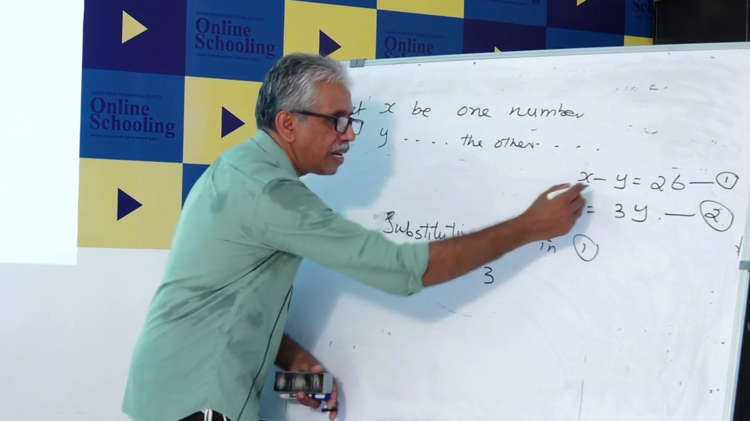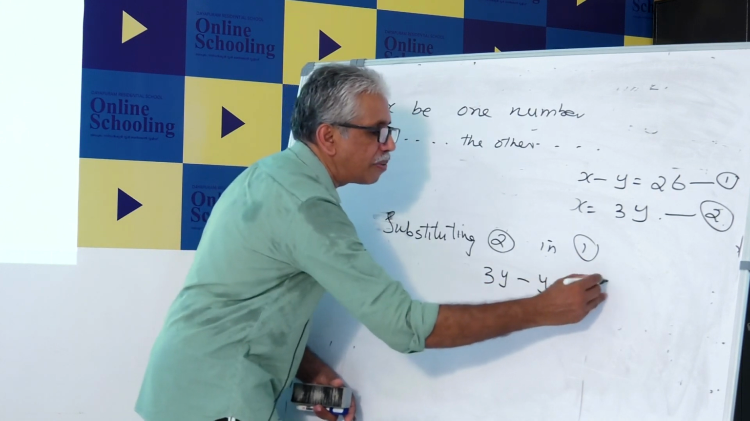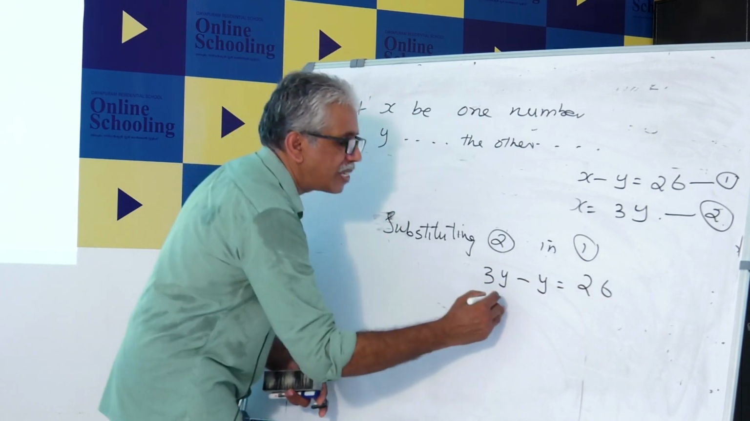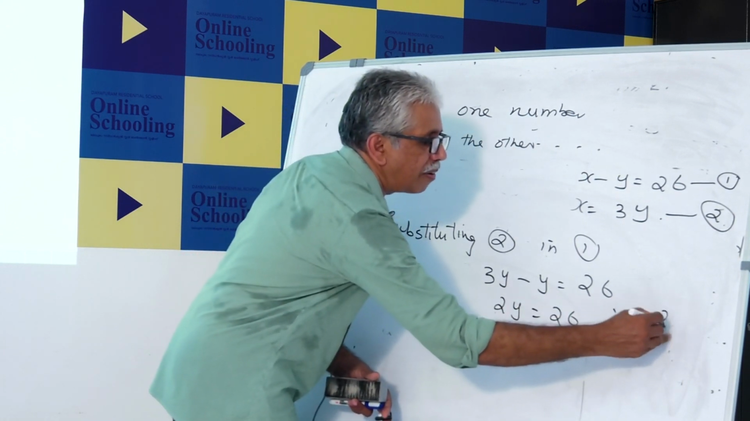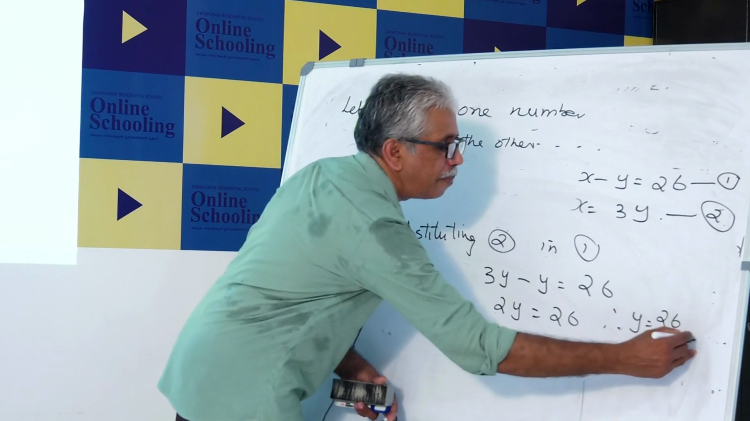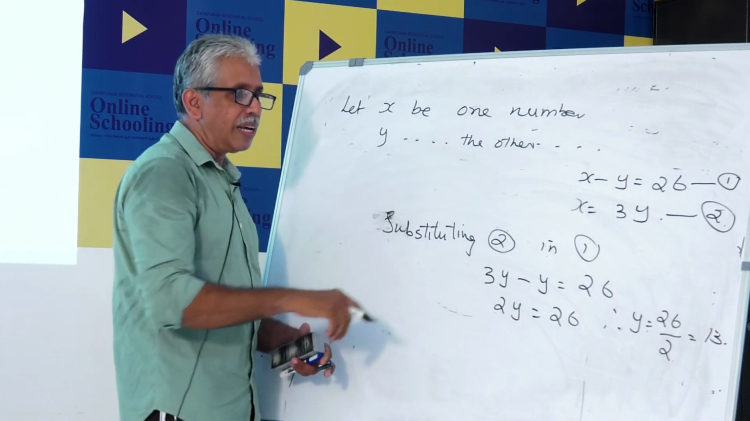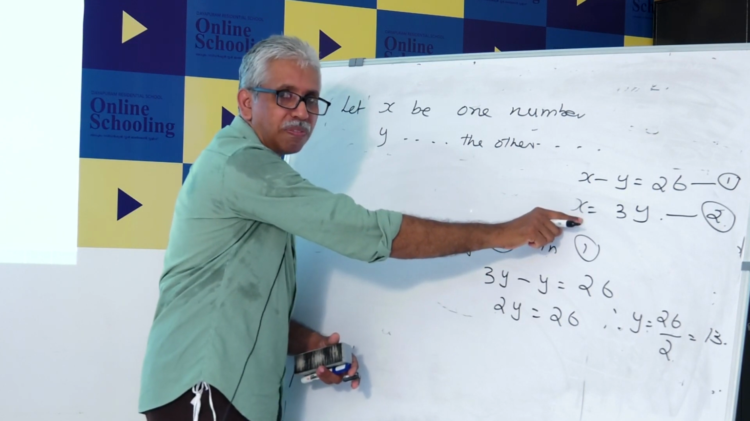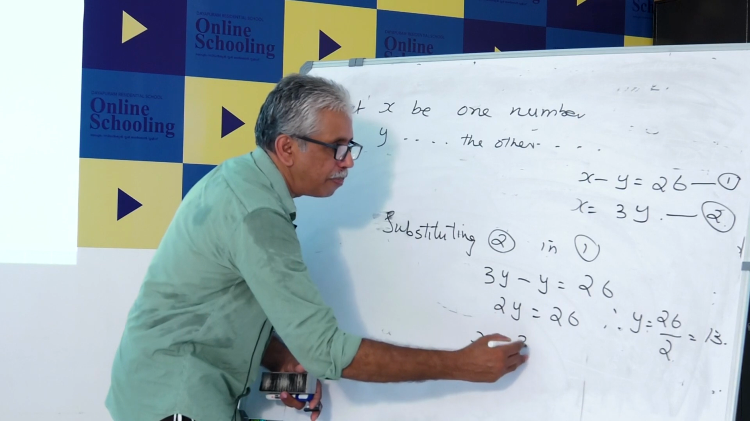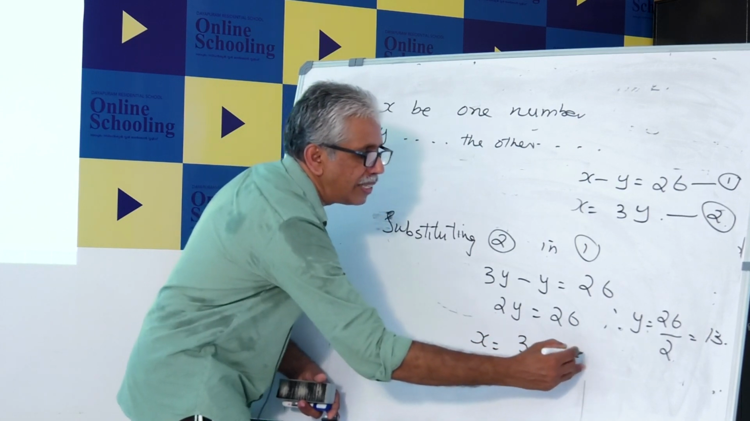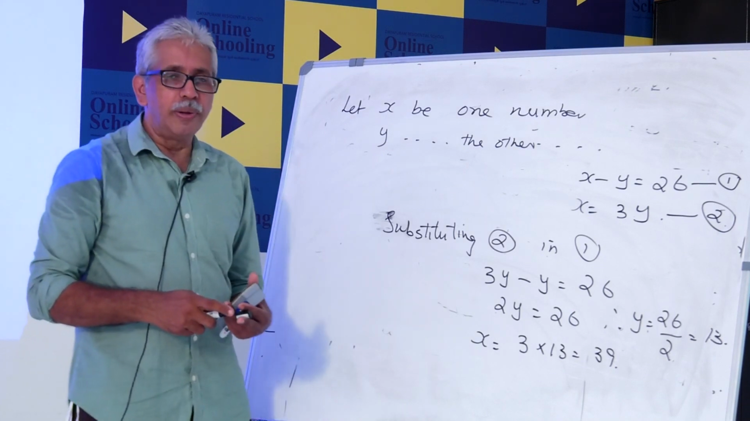So you will write the first equation becoming 3y minus y equal to 26. That is 2y equal to 26. Therefore, y equal to 26 divided by 2, and that is 13. So you get y equal to 13. Now, you have the substitution formula that will give you what is x. x equal to 3 into 13, and that is 39. So you get the solution.